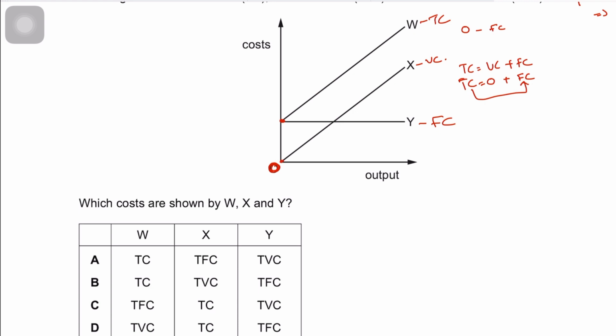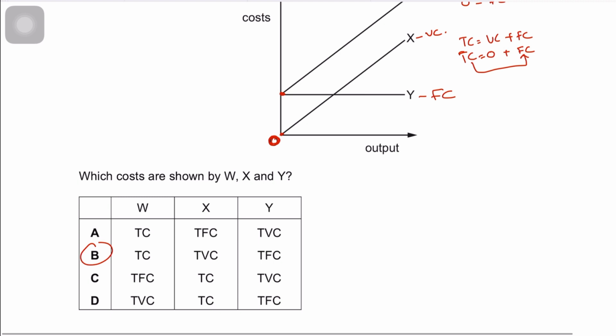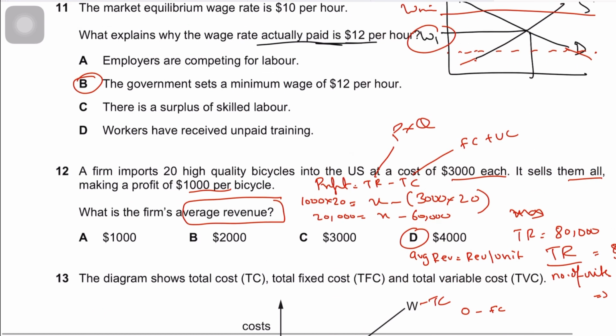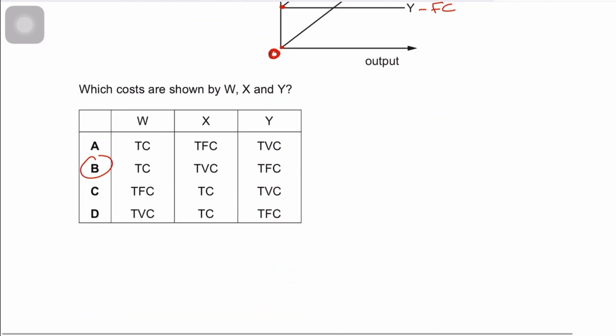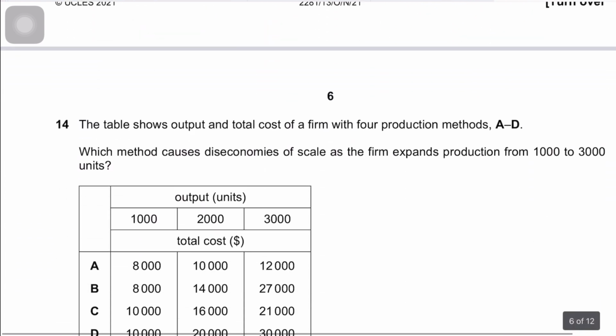X is your total variable cost, Y is your total fixed cost, and W is your total cost. So that makes B the answer. Understood, guys? So 13 answer should be B for boy. 12 was D for David, 13 was B for boy. 14, let's start 14.